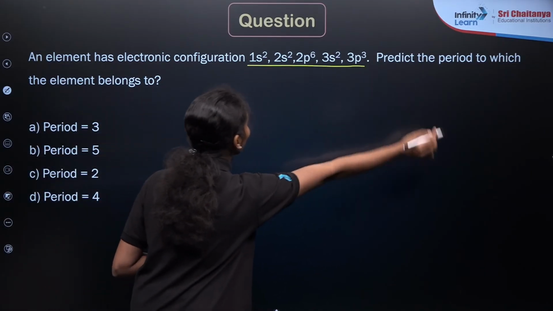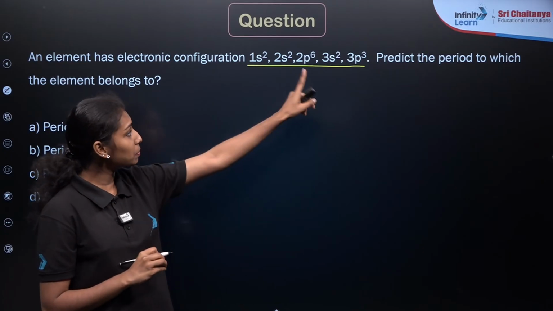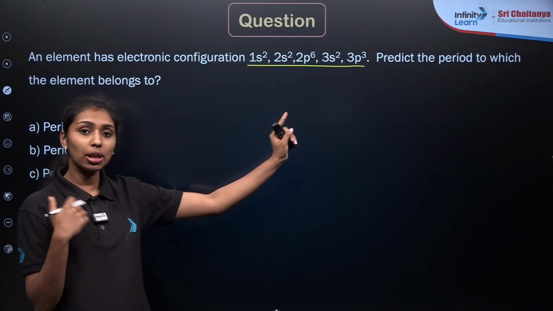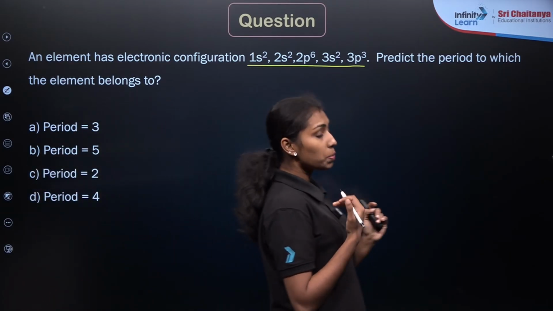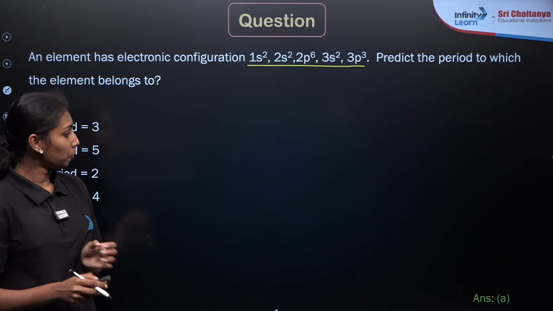So this will be the electronic configuration, right? 1s2, 2s2, 2p6, 3s2 and 3p3. Here you need to identify the maximum number. It will be 3 here. That is the period of that element. So option A will be the correct answer. Period is equal to 3.